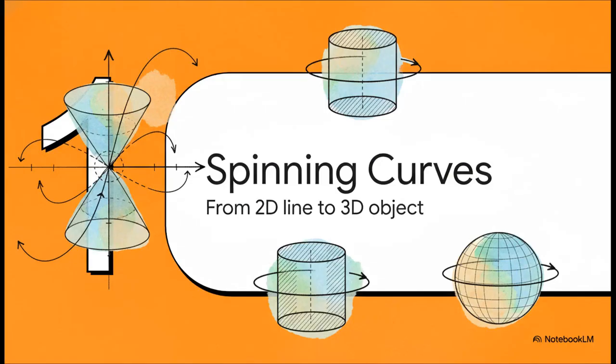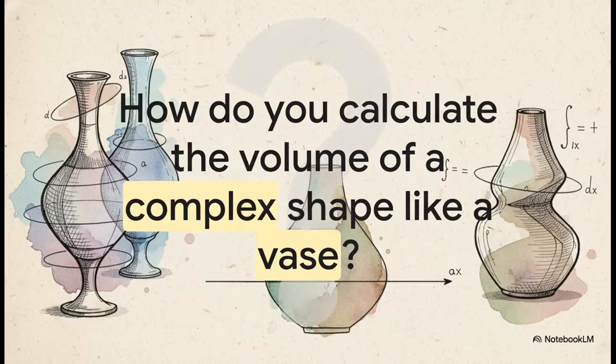All right, section 1, spinning curves into solids. This is the big idea, right? We're taking something flat, like a line on a piece of paper, and imagining it spinning through space to create a real three-dimensional object.